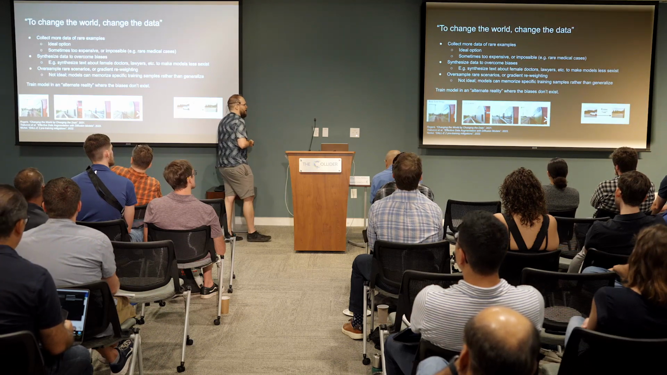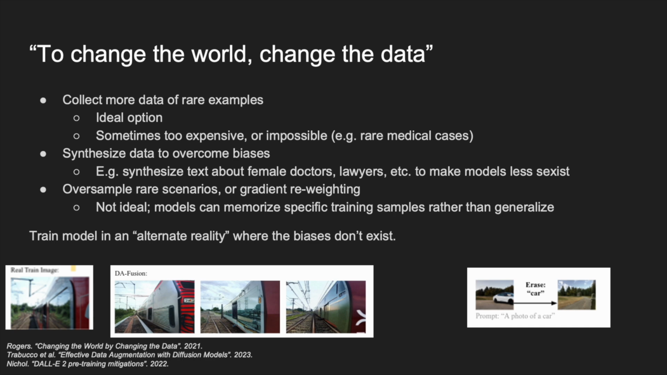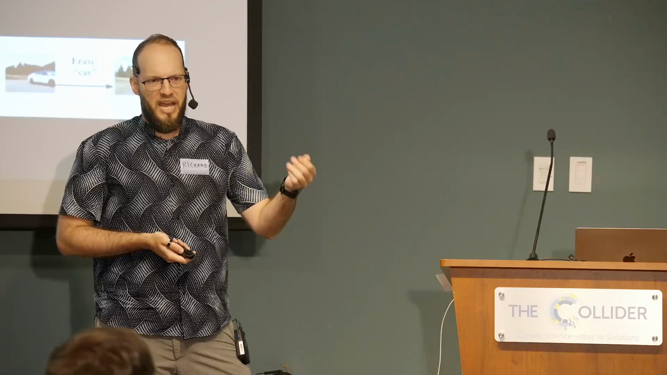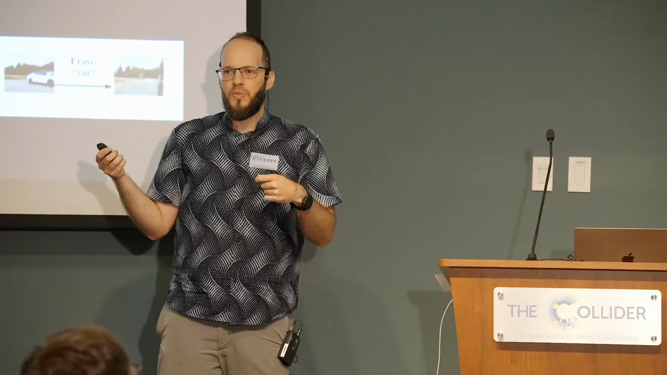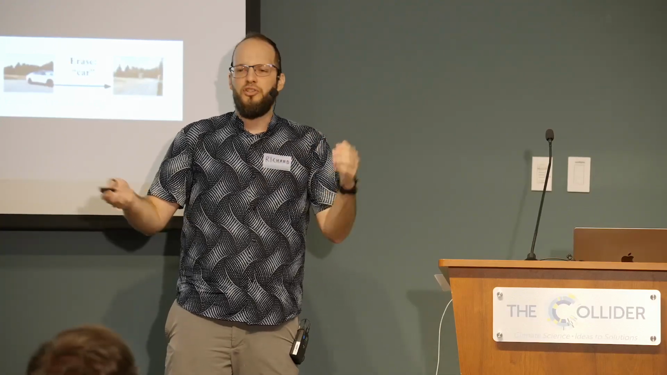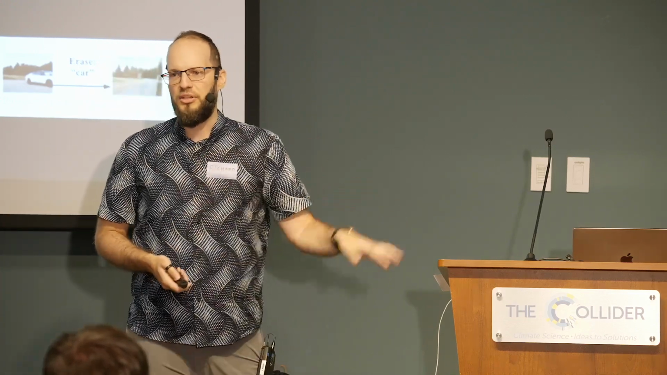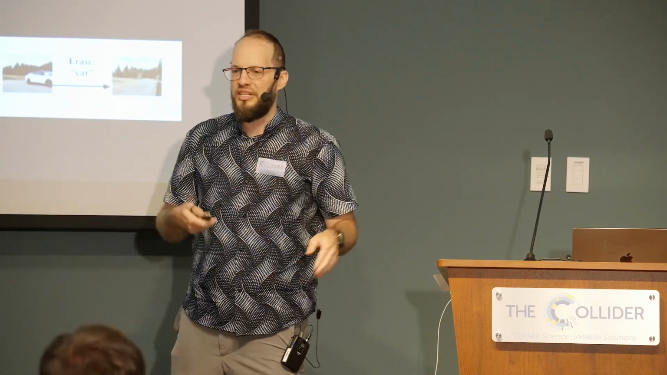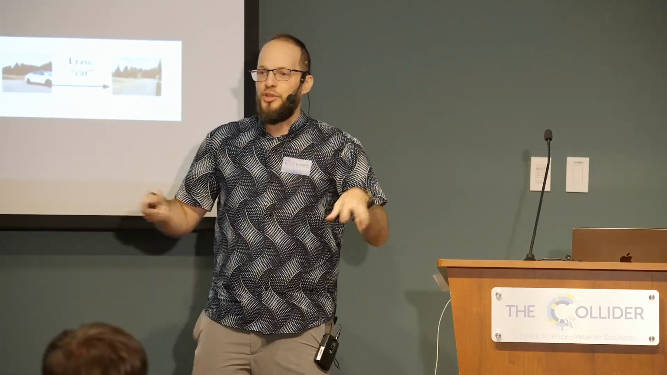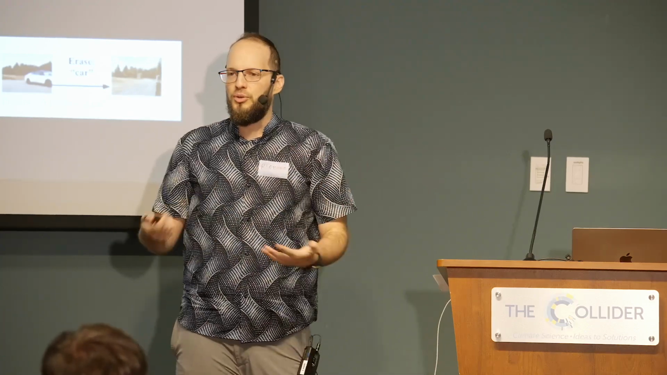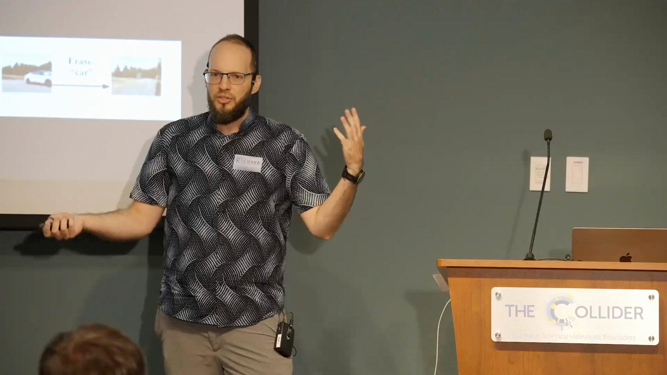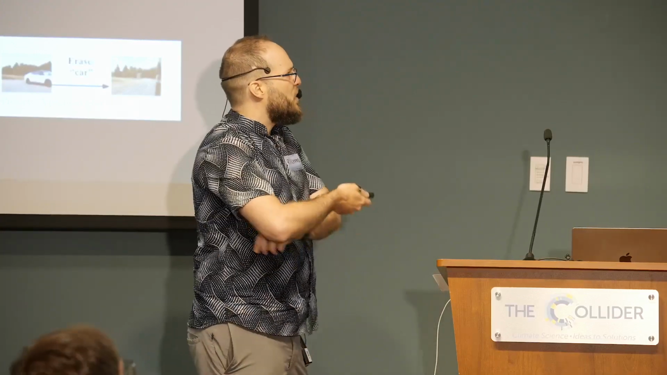So there's this great paper called Changing the World by Changing the Data, which talks about how you can counteract some of these biases by synthetically augmenting your training data. People like OpenAI do this where they'll synthetically generate sentences of female doctors and different racial compositions and things like that, and train the model in an alternate universe where these biases don't exist. And that's one way to counteract these biases. But there's other things that you could do.